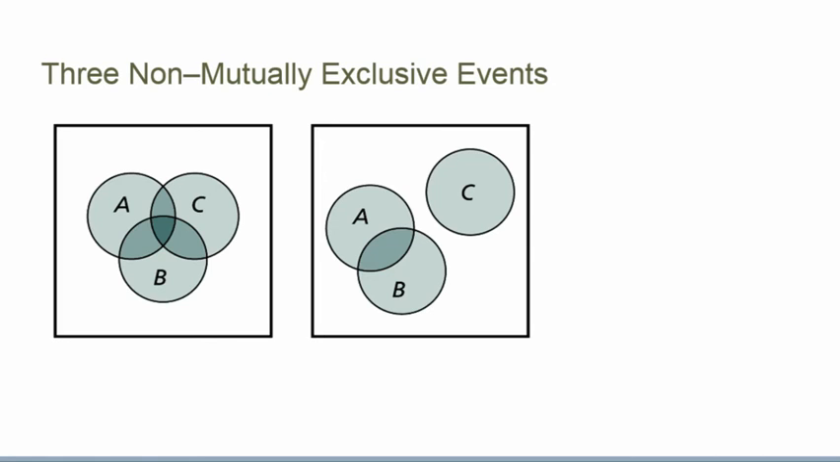To decide if something is mutually exclusive, you ask if they have anything in common. If the answer is no, then yes, they're mutually exclusive. If they're yes, then no, they are not mutually exclusive.